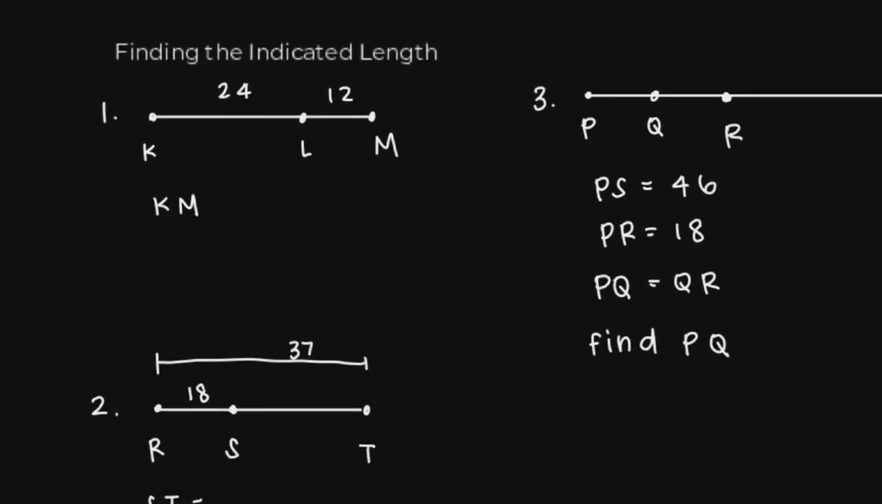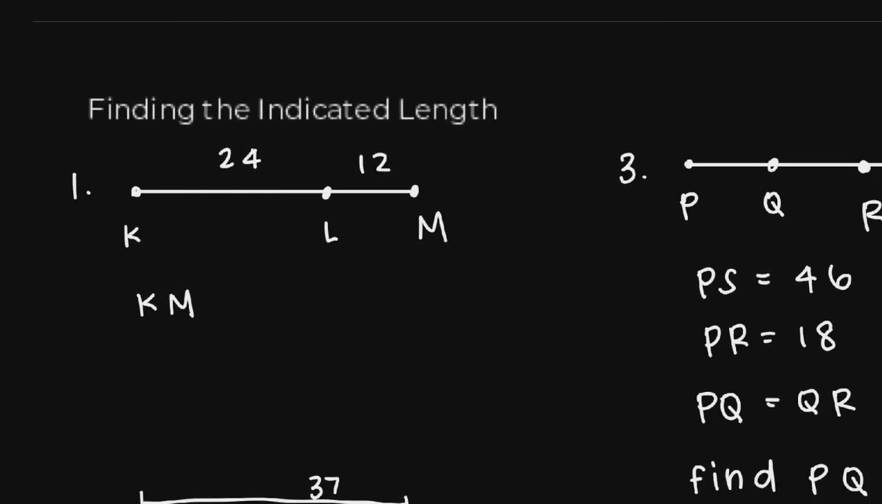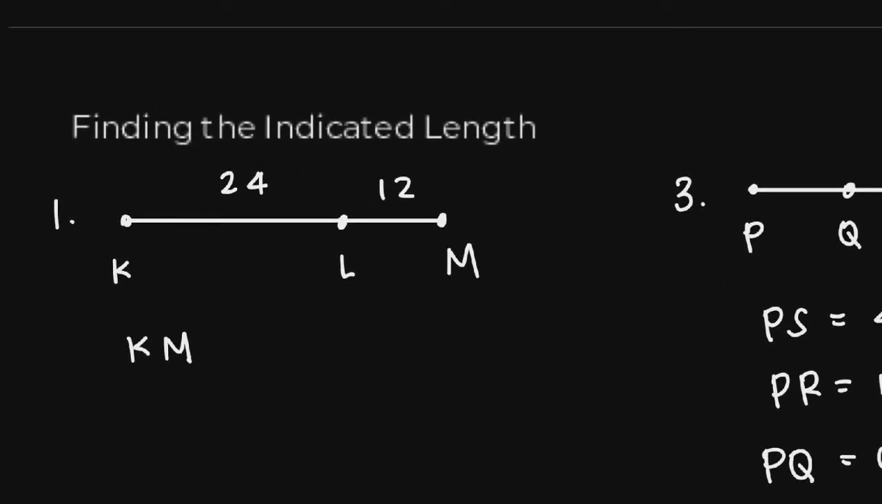So here are some examples. For the first one, we want to find KM. We know that KL is 24 and LM is 12. So in order to find the length of KM, we can add those two together. So we get 24 plus 12, so that means KM equals 36.